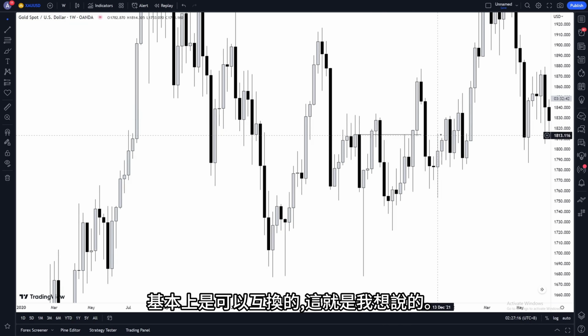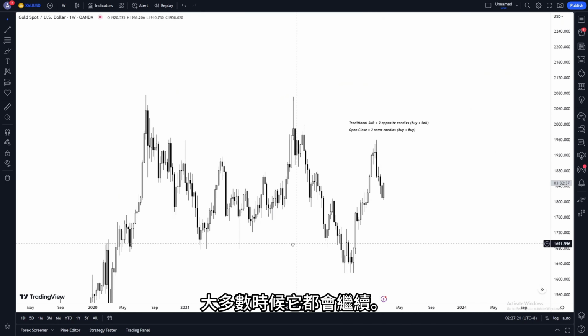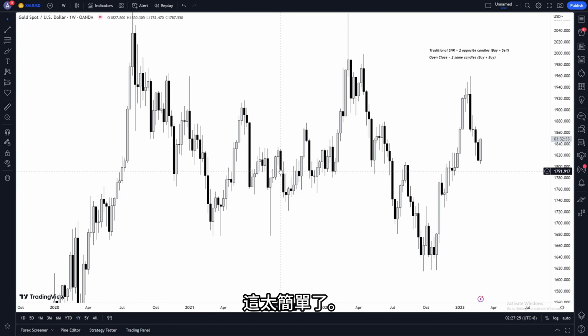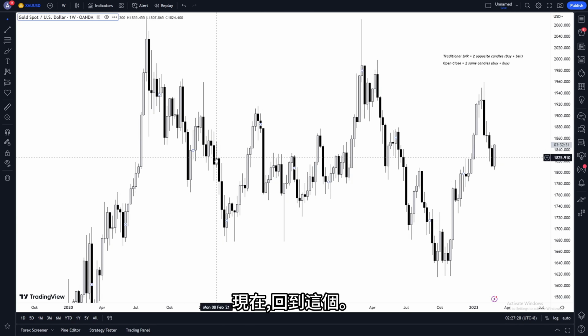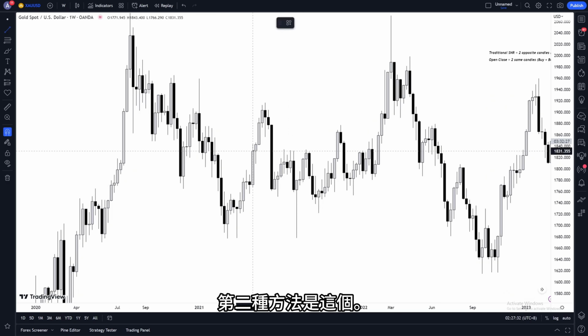And you can see how it never rejected, right? And it broke. And you can see how she continues most of the time. Most of the time it continues. So again, what's this video about? Open close. Now you guys know what is open close. It's so easy. So easy. Now back to this. That was the first way, right? Remember I told you that was the first way. What's the second way? Second way is this.